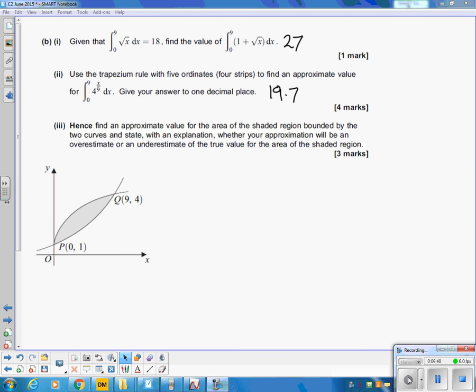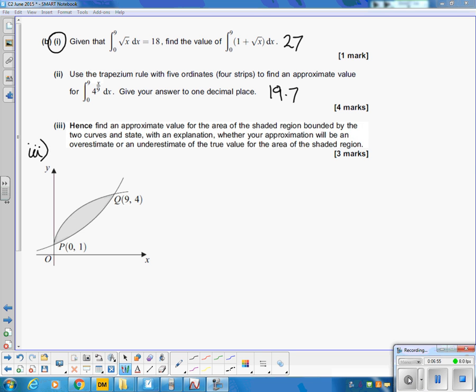Okay, so I've just cleared up the board a bit there. Then we can have a look at part 3. So part 3 wants us to find approximate value for the area of the shaded region, which was in the question, and whether this can be over or underestimate. Right, so let's have a look at what we've got.